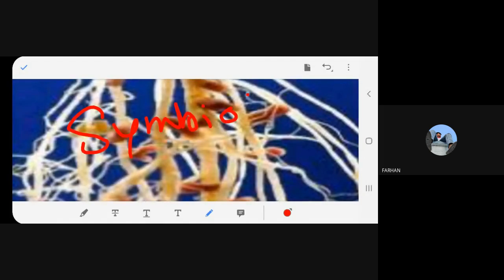That means you're not paying attention. Yes, symbiotic. Just now we learned symbiotic relationship, where both the organisms are helping each other. Rhizobium is helping the plant, and the plant is helping the bacteria. Is it clear? Now, how come you forgot, beta?